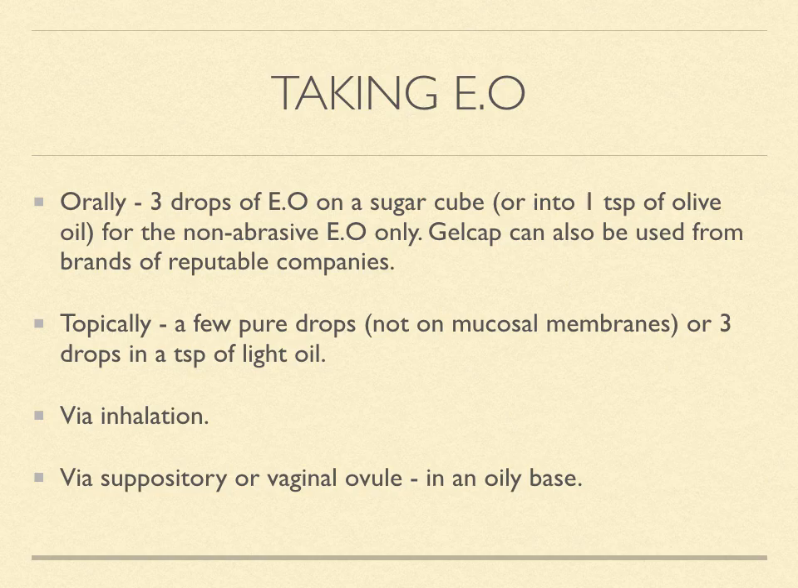Topically, how we can use an essential oil is by placing either a few, so 2 or 3 pure drops directly on the skin, like at a site of a burn or a sting. You do not want to place a pure drop of an essential oil on any mucosal membrane, whether oral or vaginal or in the eyes, of course. Or topically, you can also dilute 3 drops in a teaspoon of any light carrier oil, like olive oil, sweet almond oil. Some people even use coconut oil, even though it's a little bit heavier. And this can be rubbed just about anywhere on the skin.